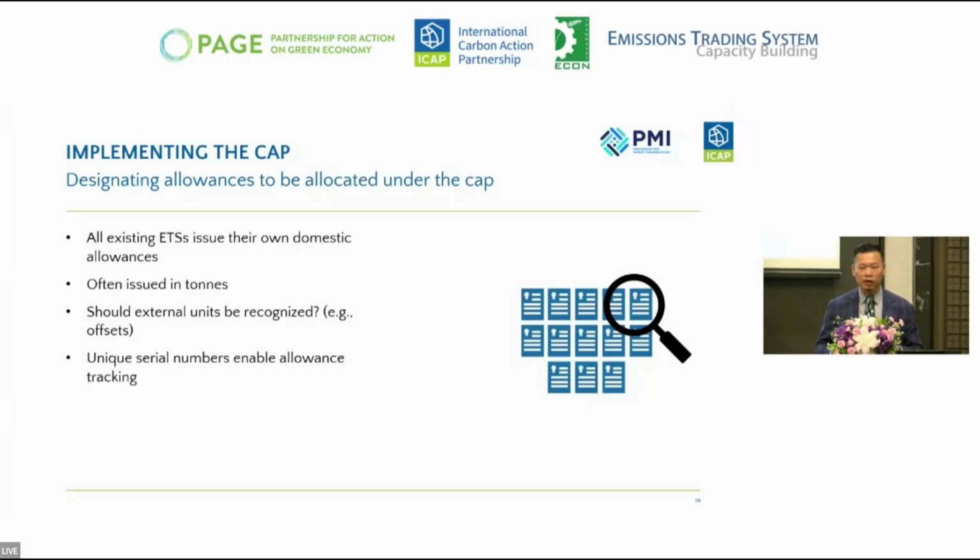Yeah, and then it also needs to consider external units. For example, offset units. If you have a cap of 1 billion tons and you have 5% of offset use, the actual limit of emission is 1.05 billion tons, because this 5% can be offset. I think that's also what we are discussing in the EU, whether the EU ETS can allow the use of Article 6 offsets in the future. It is under debate right now.